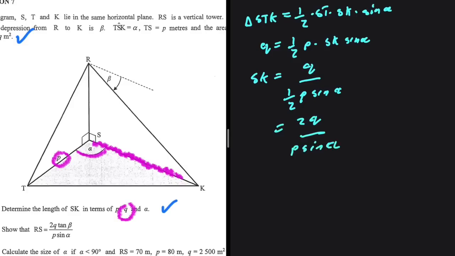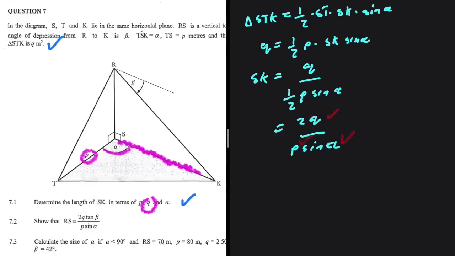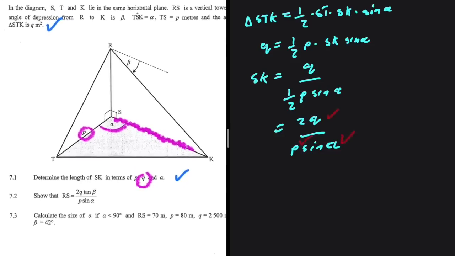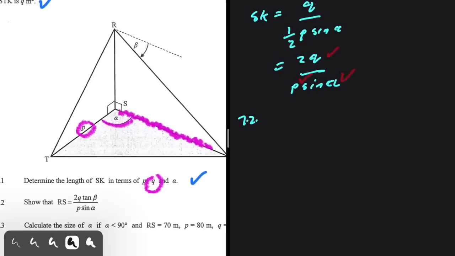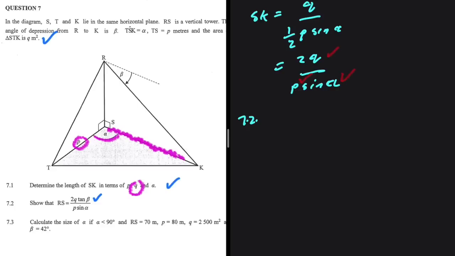So this is SK in terms of Q, P, and alpha. That is 7.1. Let's see if we can do 7.2. In 7.2, we're supposed to show that RS is equal to 2Q tan of beta divided by P sine of alpha. So let's go ahead and take a look at our triangle.